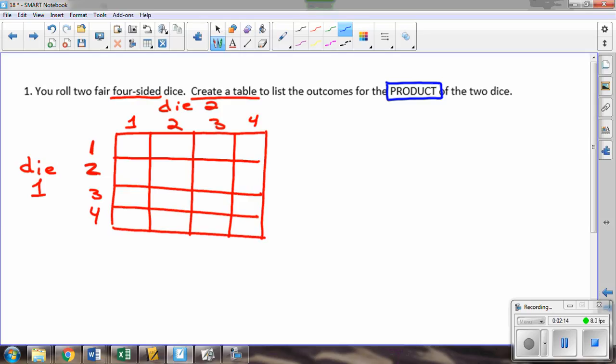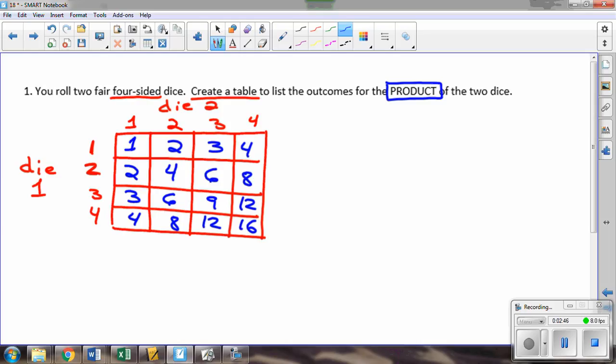it tells us to multiply, so we have to multiply 1 times 1, 1 times 2, 1 times 3, 1 times 4. 2 times 1, 2 times 2, 2 times 3, 2 times 4. 3 times 1, 3 times 2, 3 times 3, 3 times 4. 4 times 1, 4 times 2, 4 times 3, 4 times 4. And we have now created our table.